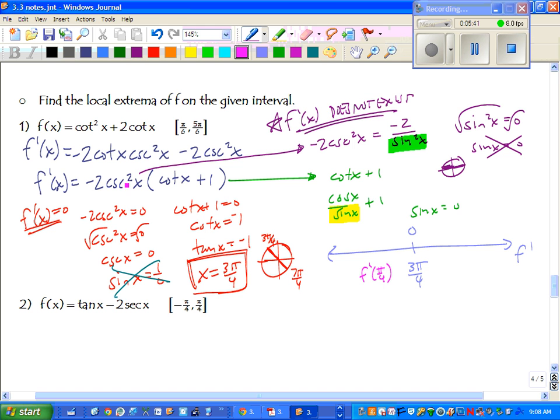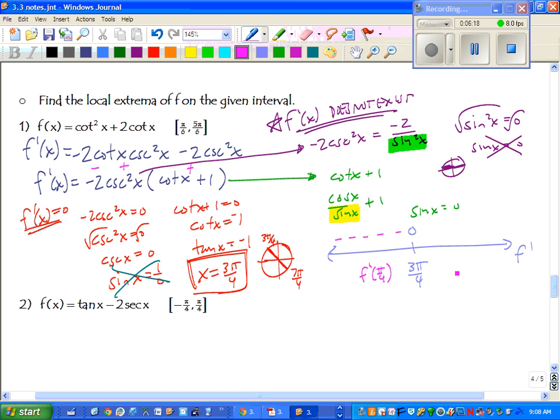So if we look at our derivative up here, we have cosecant squared of x. So cosecant of pi over 4, well, when we square that, it doesn't matter, that value is going to come out to be a positive number. So we have this negative 2 times a positive value. And right here, if we do cotangent of pi over 4, that's going to be 1 plus 1, so that's a positive value. That means we're going to get a negative over here. Our derivative is going to be negative, so the function is going to be decreasing.